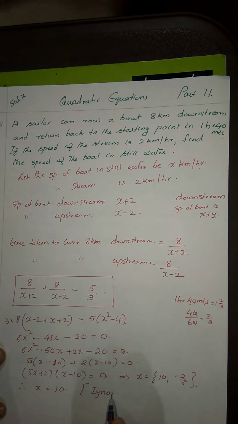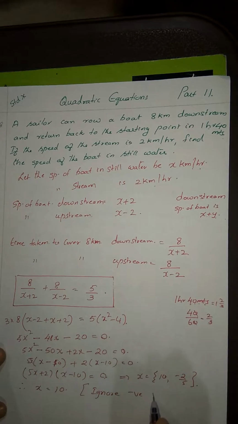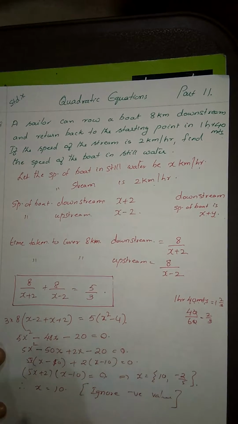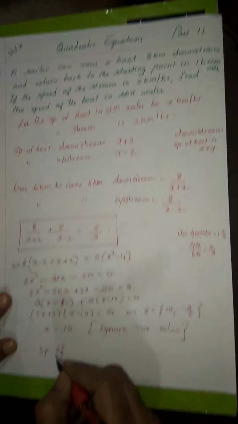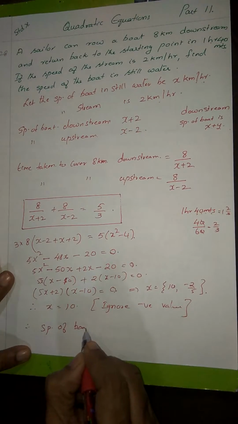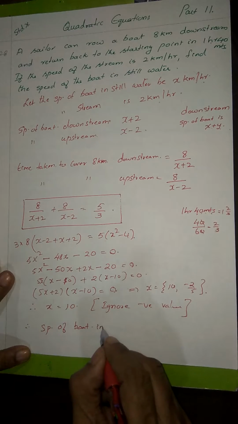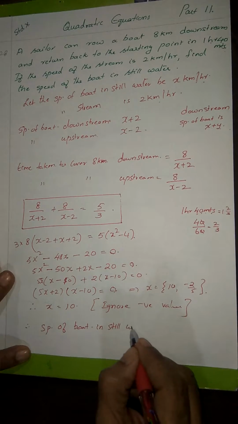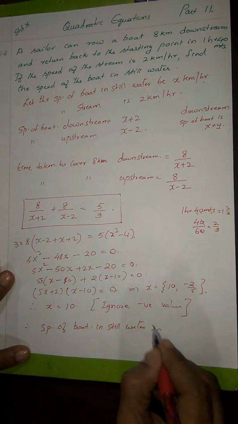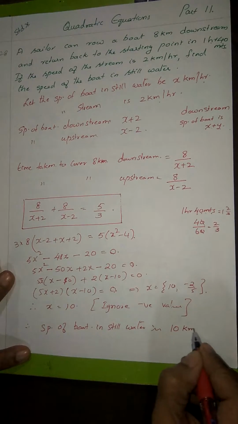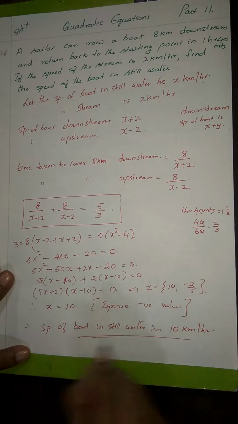Ignore the negative value. Therefore the speed of the boat in still water is 10 kilometers per hour.